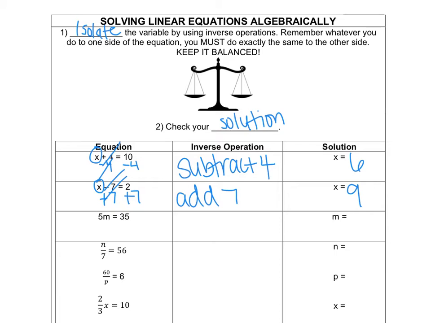Okay, now we have 5m equals 35. Well, I don't want to know what 5m equals, I want to know what 1m equals. So I need to divide each side by 5. 5 divided by 5 is 1, so I'm left with 1m equals 35 divided by 5, which would be 7.